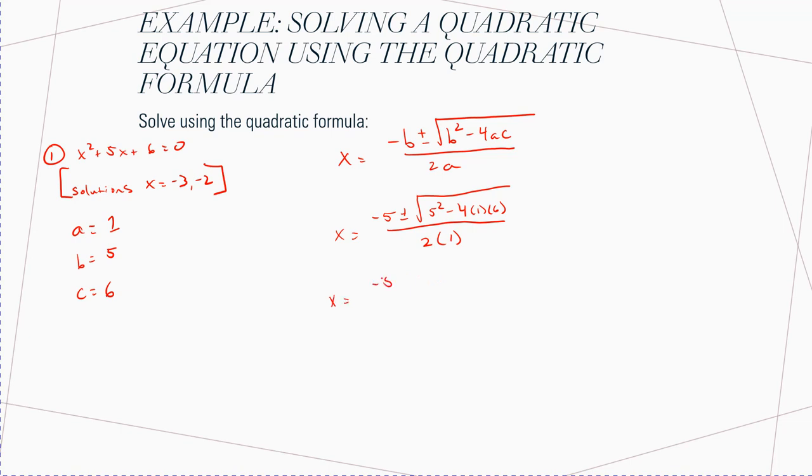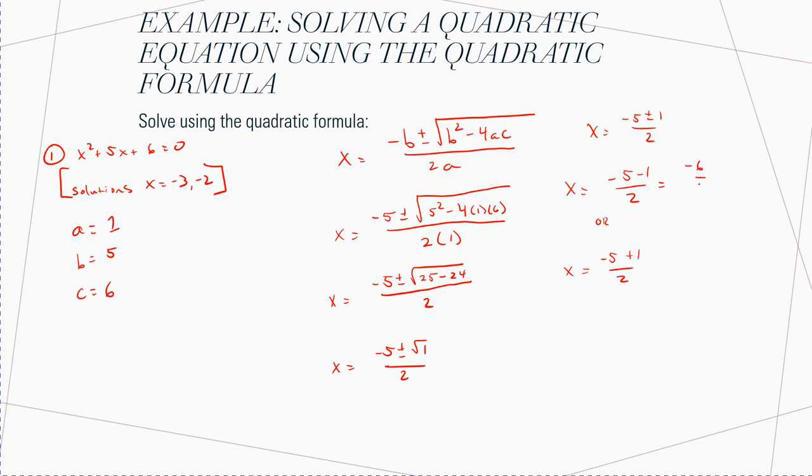All right, let's work through this. This is minus 5 plus or minus the square root of 25 minus 4 times 1 times 6, which is minus 24, all over 2. Well, let's clean this up. What's 25 minus 24? That's 1, so it's the square root of 1 over 2. What's the square root of 1? That's just 1. So x is equal to minus 5 plus or minus 1 over 2. Now you have to simplify this and get the two solutions. So x could be equal to minus 5 minus 1 over 2, or x could be equal to minus 5 plus 1 over 2.